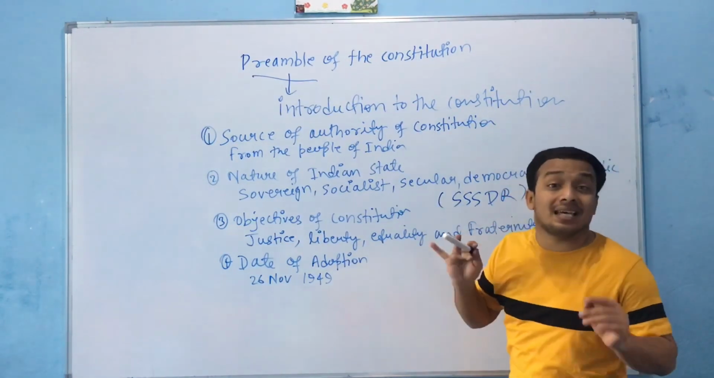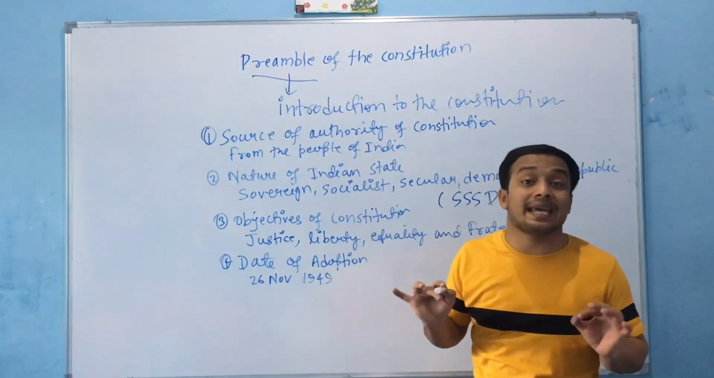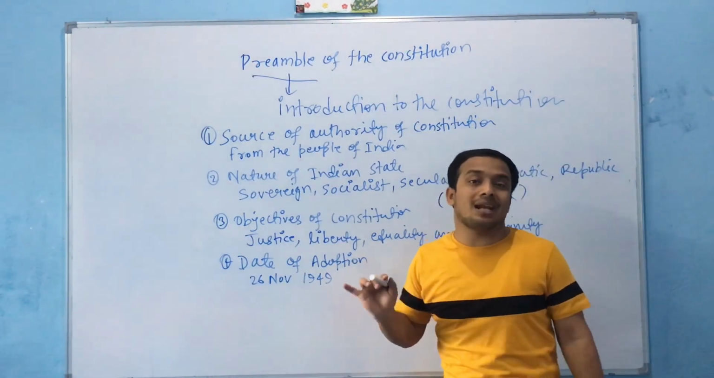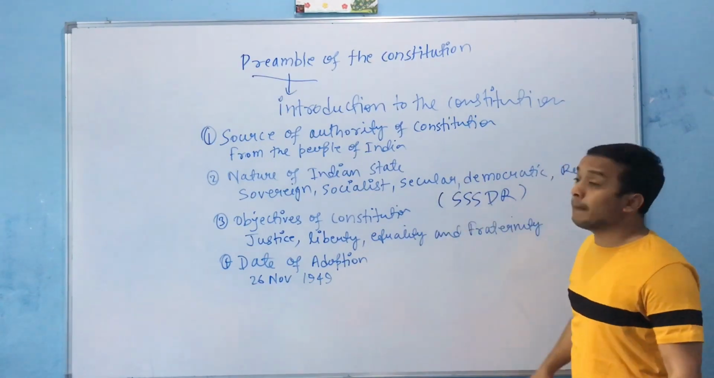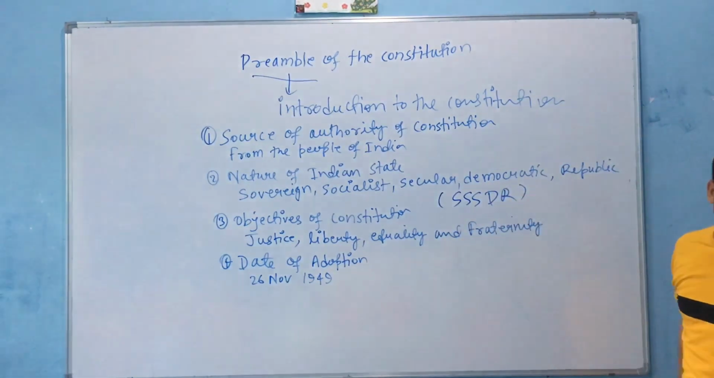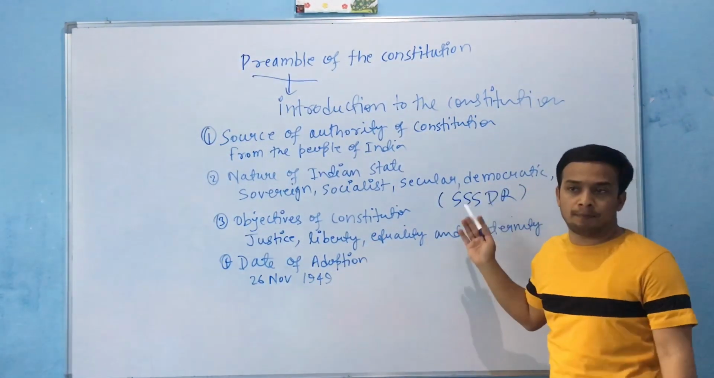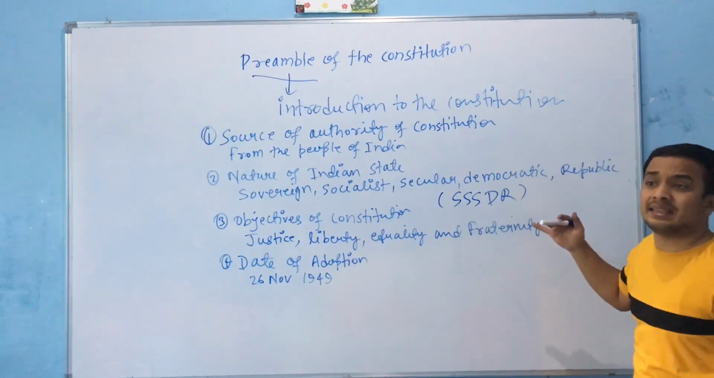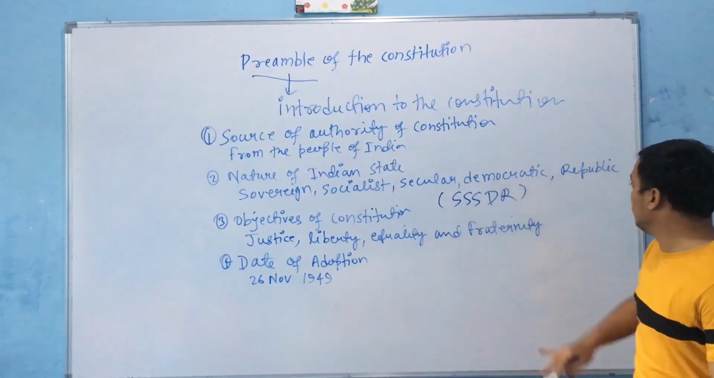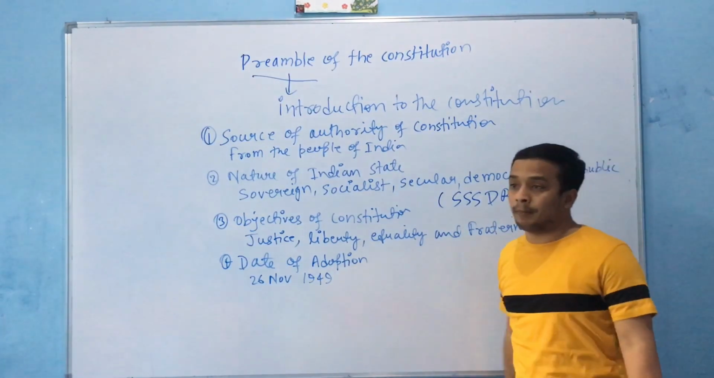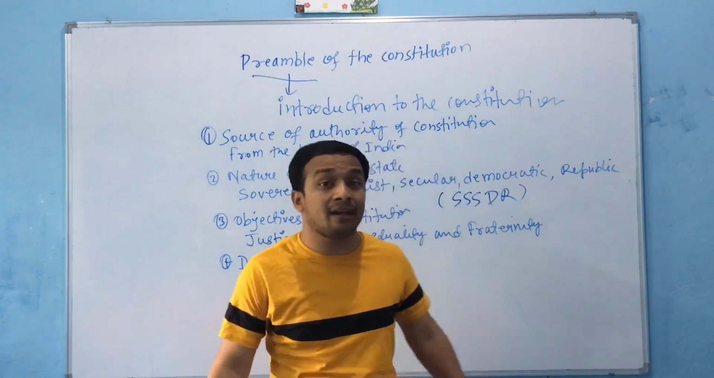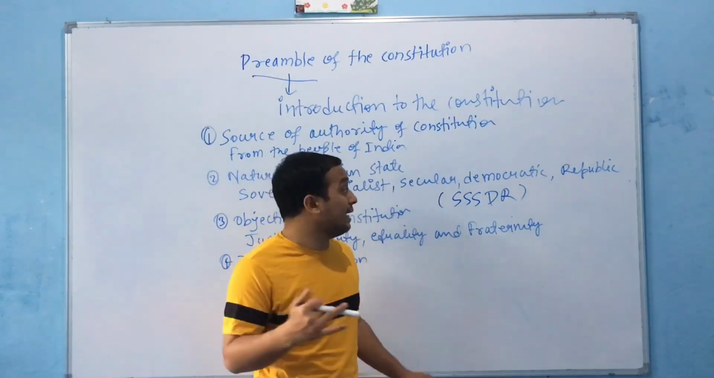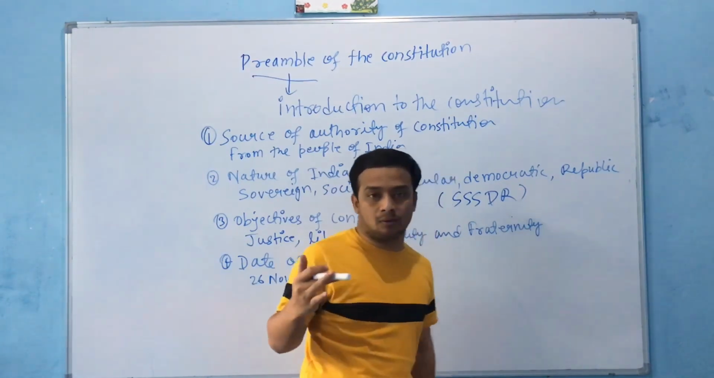Secular means India is not having any state religion, or the state is neutral in terms of religious matters. Democratic, you know about democratic. Demo means people, cracy means rule, means simply a country that is governed by its people. Okay, and also republic just because head of the country is president and it is elected one.